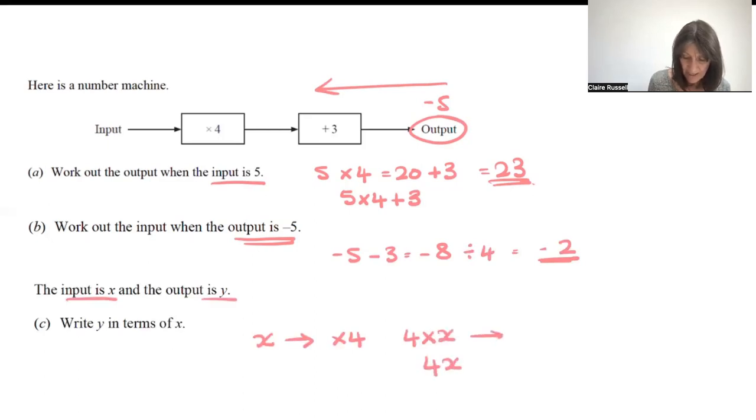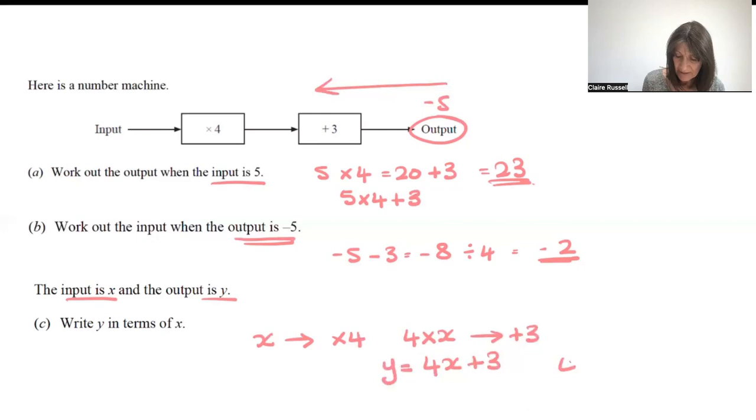Now, if I keep going, I then have to add 3. So I'm going to add 3. And that is what's coming out. That is what Y equals. So writing Y in terms of X literally just means Y equals 4X plus 3. You just pop that Y on in front of it.